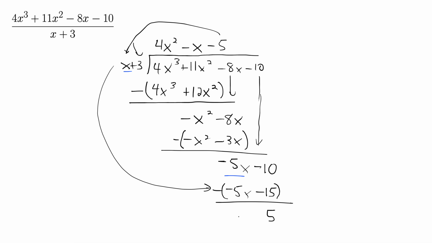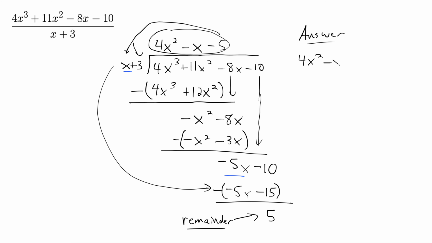Okay, so this thing down here is called the remainder. And that's okay. It's not the end of the world that we have a remainder. You just write your answer like this. Okay, so here's our answer. You take all of this, that's the quotient, 4x squared minus x minus 5. And then this is a positive 5, so we'll say plus 5 divided by the original divisor, x plus 3.